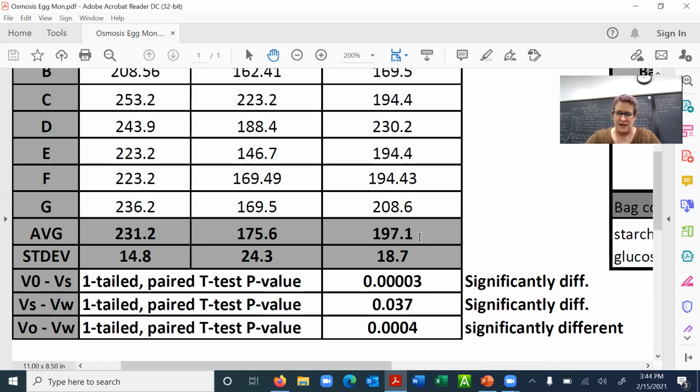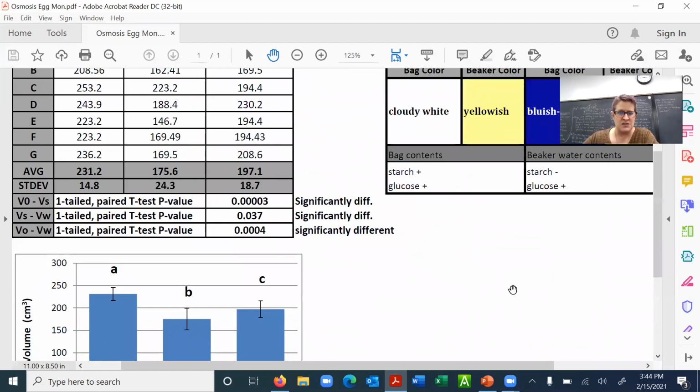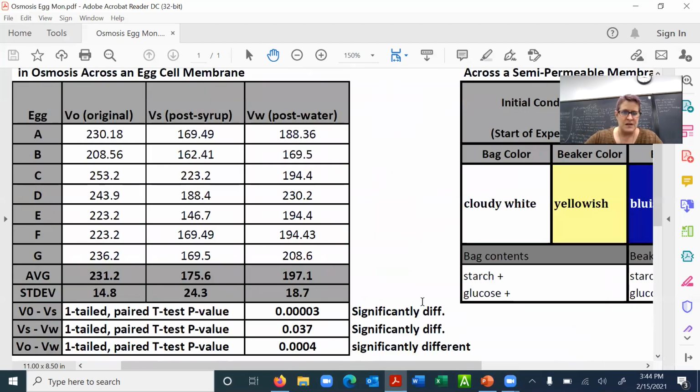When you put that egg in a hypertonic solution of corn syrup, it shrinks because water leaves the egg by osmosis. When you then take that egg and put it into a hypotonic solution of just plain water, now the water enters the egg, causing that egg to swell up. And that is all happening because of osmosis and tonicity of the solution in which the cell is.